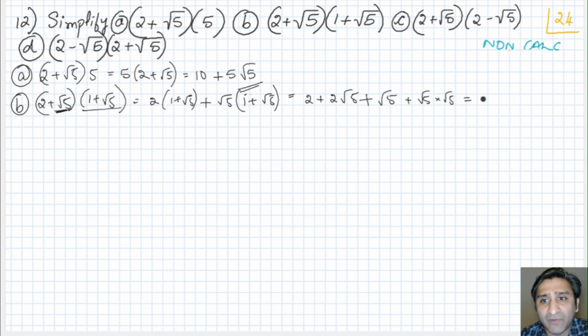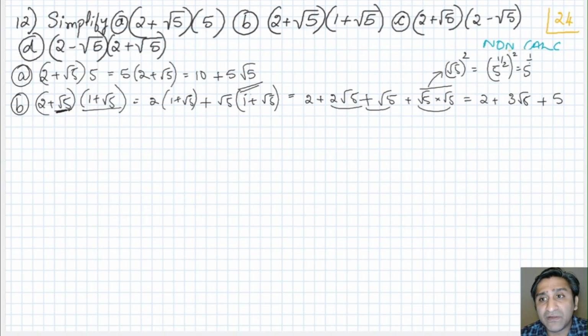So what do we get from this? We get 2 plus 2 root 5 plus root 5 is 3 root 5, plus root 5 times root 5 is just 5. Okay, how do we get this? Root 5 into root 5 is root 5 whole squared, which is root 5 is 5 to the power of half, everything to the power of 2, which is 5 to the power of half times 2, the 2 and 2 go away. So that is the remaining 5 to the power of 1. So that we get 5. Hence, root 5 times root 5 is going to give us just 5. Okay. Now these two are those simple numbers which can be added up.